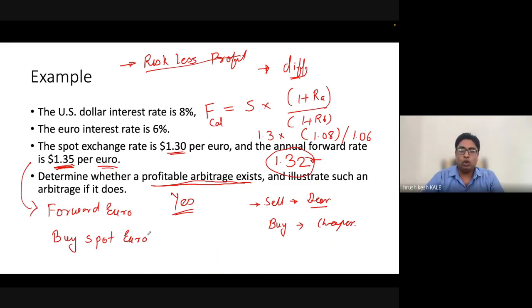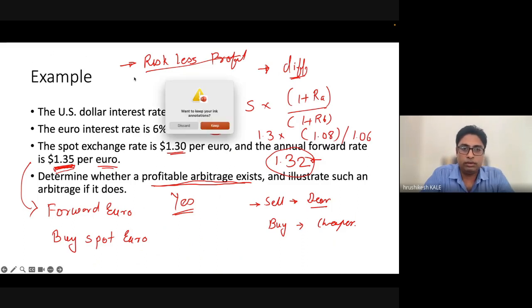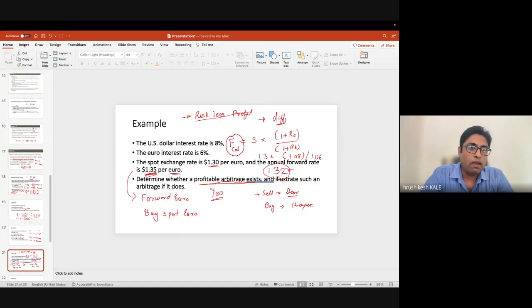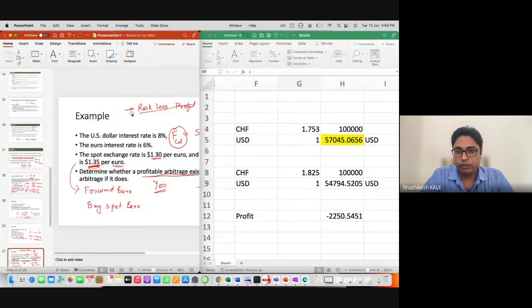Now, let's take an example and do this. So I need to go to the Excel sheet to do this. Let us understand what's happening here. There's a difference between the calculated forward price and the dealer-given forward price. And we need to see how we can do arbitrage out of it. So just give me a sec. Let me go to it.